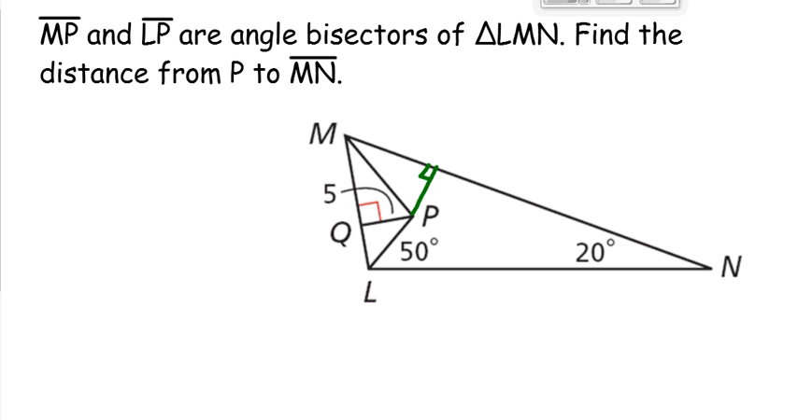That's the shortest distance. I'm given that MP and LP are angle bisectors, which means they're meeting at the incenter. And I'm seeing that this perpendicular drop has a measure of 5, which means the distance of P to MN would also have to be 5. If this is 5, that's also got to be 5.